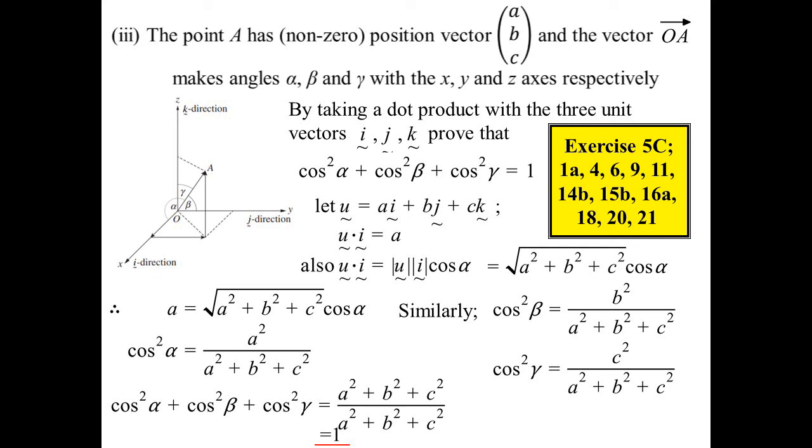Okay, let's have a look at 5C, so playing with the dot product.